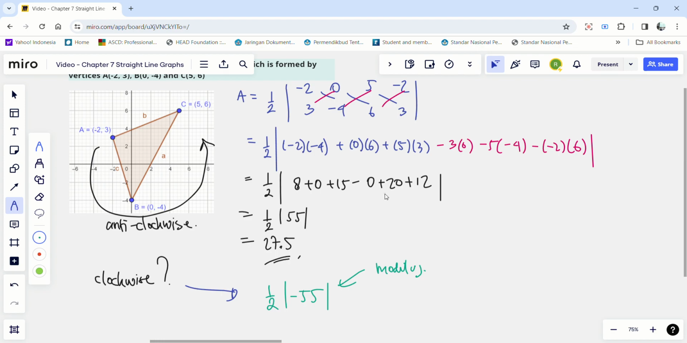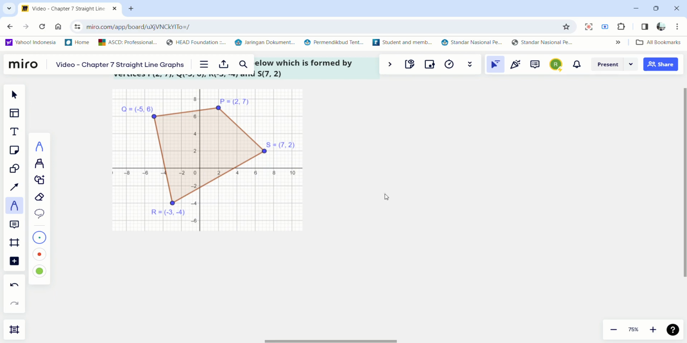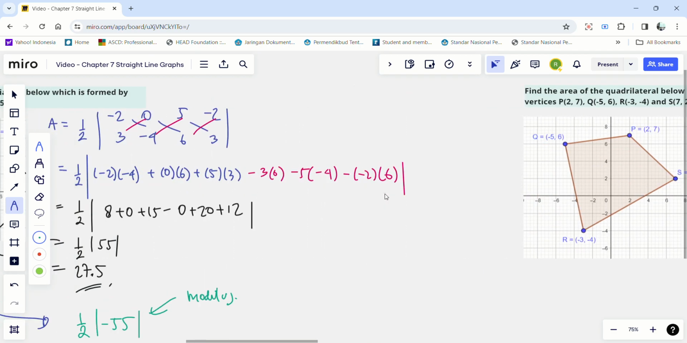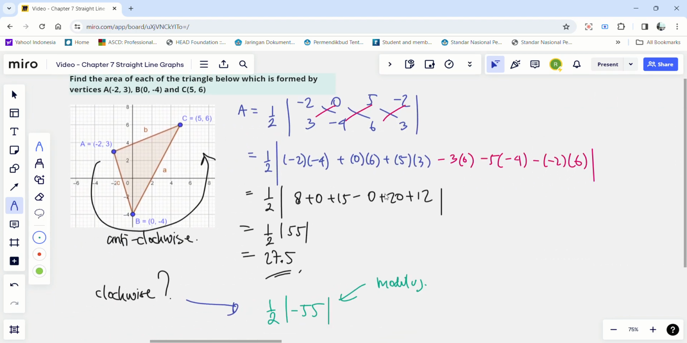That's it. So there's another question here as well. You can pause this video and try it on your own, and we can discuss it in class. In another handout, you can see the detail of how we derive the formula, the shoelace or shoestring method. If you're interested, you can study further.